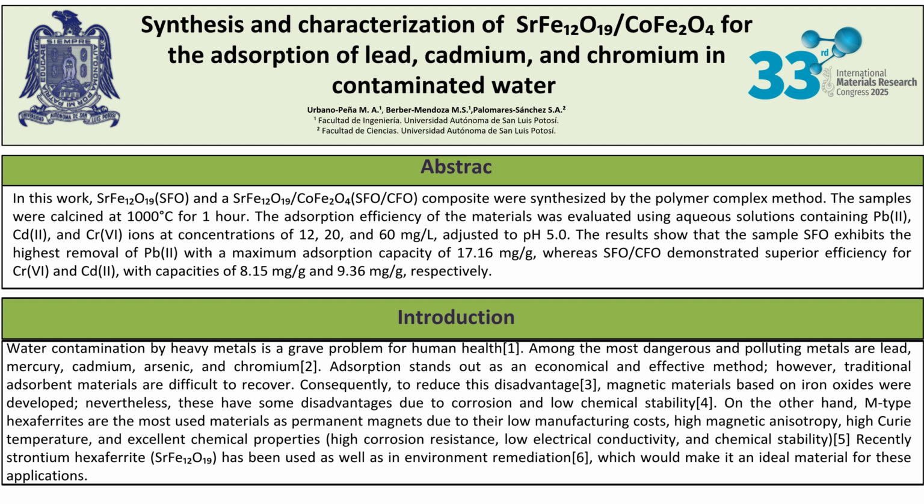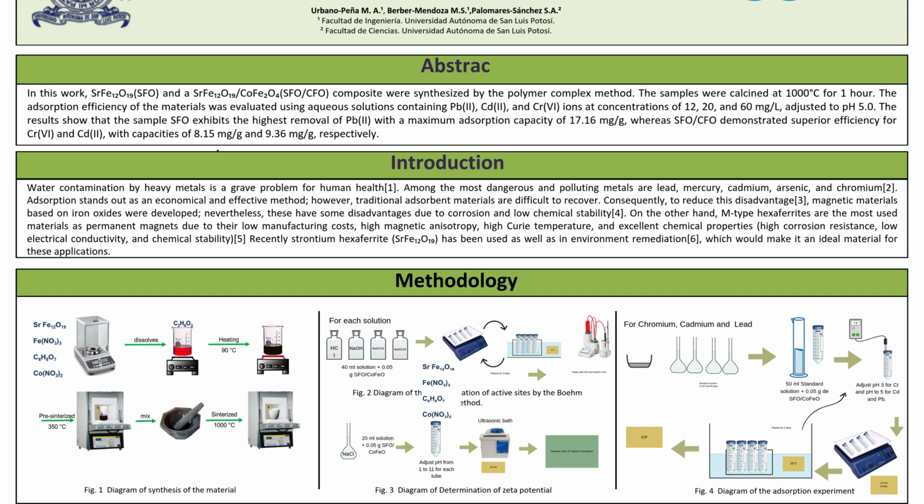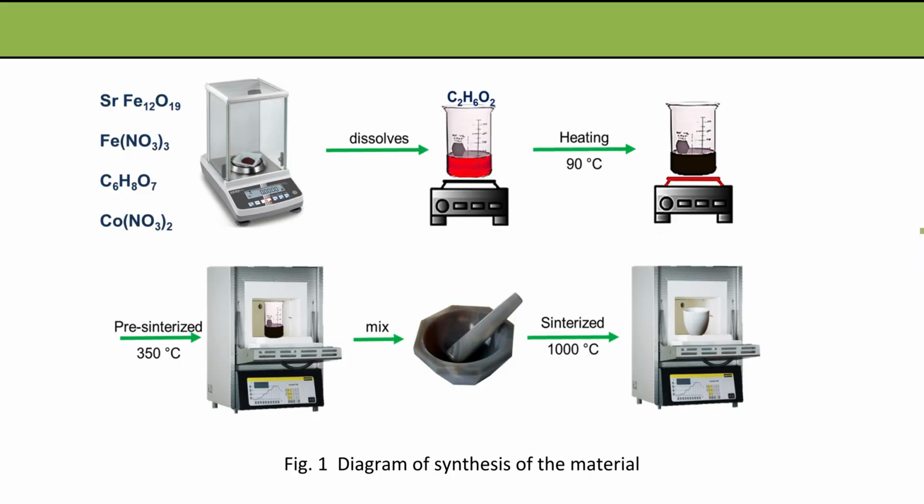these applications. Methodology. Powders of strontium hexaferrite, SfO, were synthesized using the Pechini method. Samples were prepared using strontium nitrate, iron nitrate, citric acid, and ethylene glycol as precursor materials. The sample was prepared by dissolving stoichiometric amounts of metal nitrates and citric acid in deionized water, with a molar ratio of citric acid to metal nitrates of 4:1. After complete dissolution, ethylene glycol and citric acid were added.